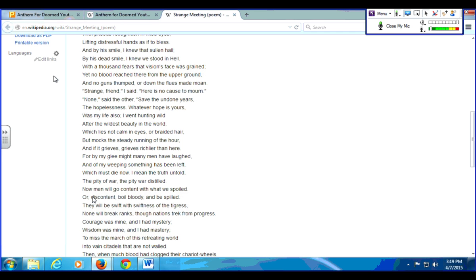None, said the other, save the undone years, the hopelessness. Whatever hope is yours was my life also. I went hunting wild after the wildest beauty in the world, which lies not calm in eyes or braided hair, but mocks the steady running of the hour, and if it grieves, grieves richlier than here. For by my glee might many men have laughed, and of my weeping something had been left. Now men will go content with what we spoiled, or discontent, boil bloody and be spilled. They will be swift with swiftness of the tigress, none will break ranks, though nations trek from progress.